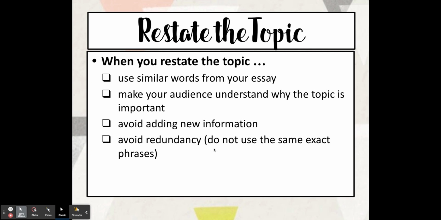So when you restate the topic, make sure to use similar words from your essay. Make sure your audience understands why the topic is important. Avoid using new information. If you use new information in your concluding paragraph, that should have been in your main essay. And avoid redundancy. Don't use the exact same phrases you've already used in your essay. That's going to be boring.